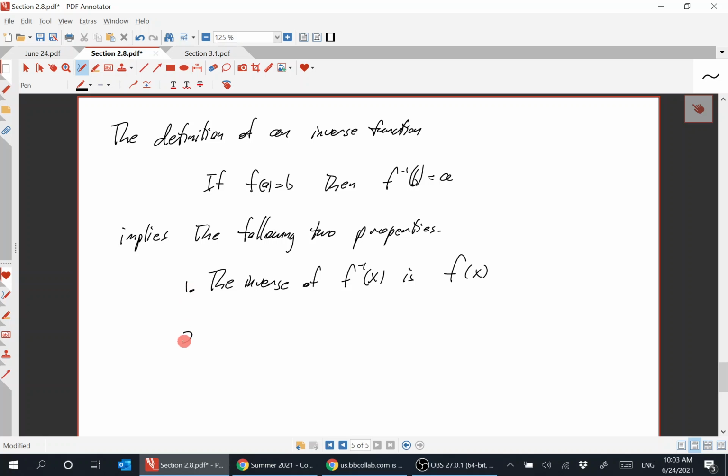And 2, when you do the composition, one way or the other, you just get the function x, just the identity function. So the composition just gives you this identity function back, and you can do the composition either way: f following f inverse or f inverse following f, and the composition will just be the identity function.